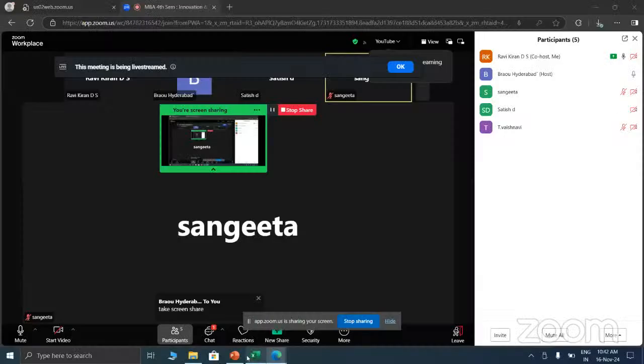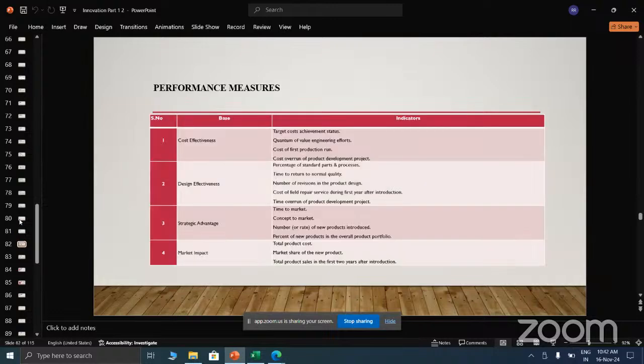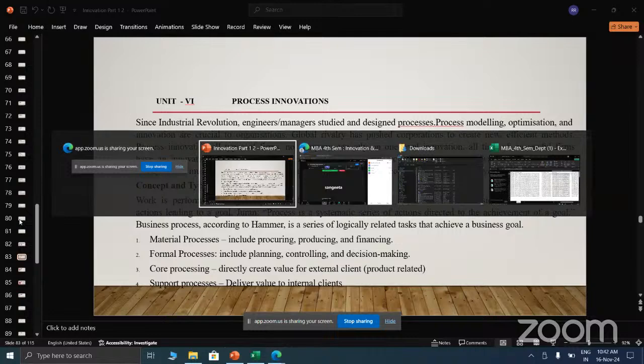Sorry, give me 1 minute. Let me check if you can share the screen. Yeah, I think now I can share the screen. Yeah, please confirm if you can see the screen. Can you see the screen? Can one of you confirm if you can see the screen?